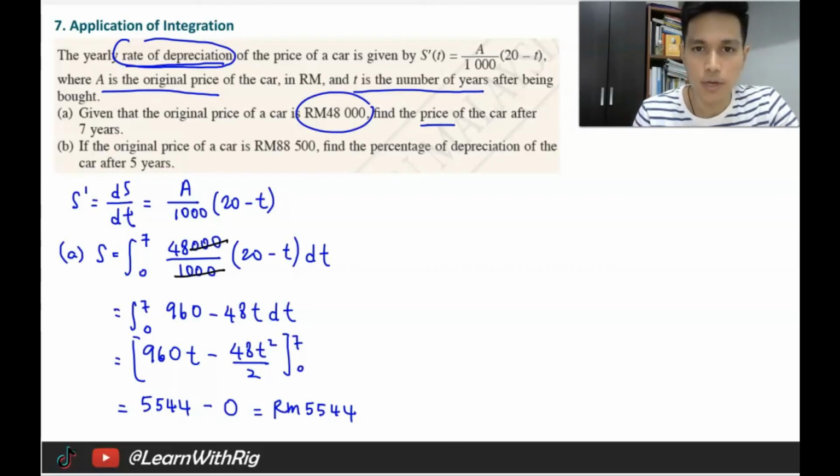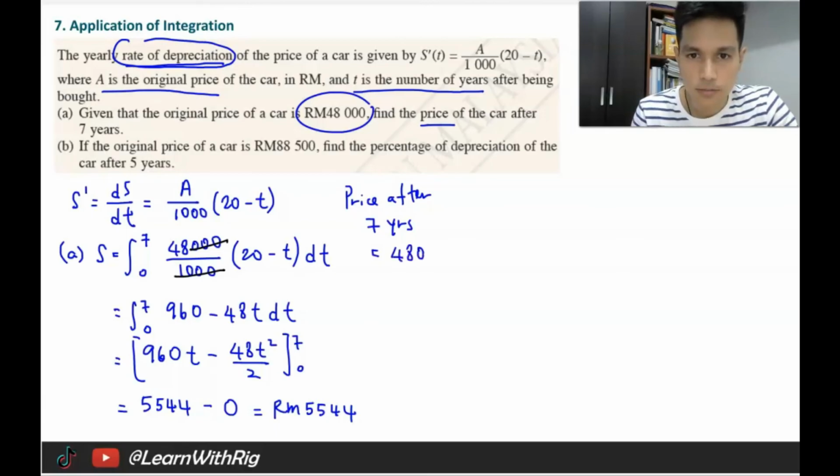So what is the new price? The price after 7 years would be, right here, you take the original 48,000 minus 5544. So your answer would be 42,456. So this is the new price after 7 years.